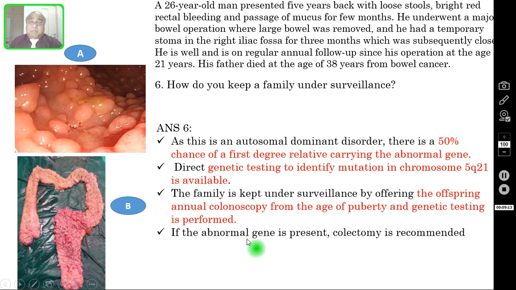If the abnormal gene is present, then you must do prophylactic colectomy in these patients. Otherwise, these patients are definitely going to develop FAP and then subsequently colorectal cancer. So you have to do what is called prophylactic total colectomy.